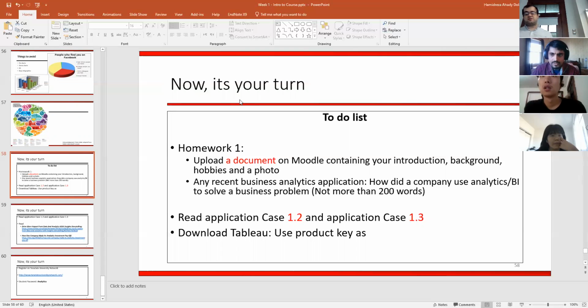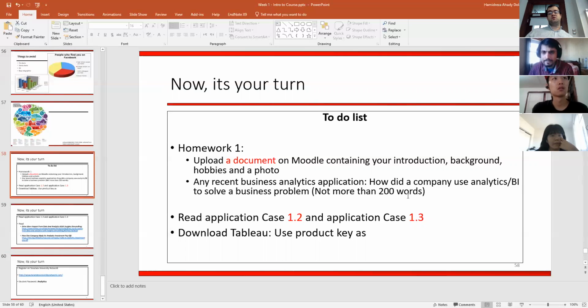Okay, cool. Yeah, Professor? Yeah, sure, go ahead. Yeah, sorry. So what about the bullet point 2 under homework 1? Any recent business analytics application? What to do with this? Oh, sorry, I just missed that part.